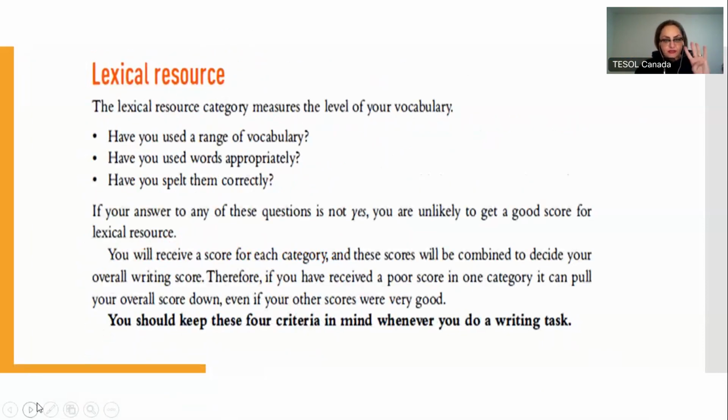And the last, because there are 4, each 25%, is lexical resource. Have you used a range of vocabulary? Have you used words appropriately? Have you spelled them correctly? If you answer yes to all of them, it means you get good marks.